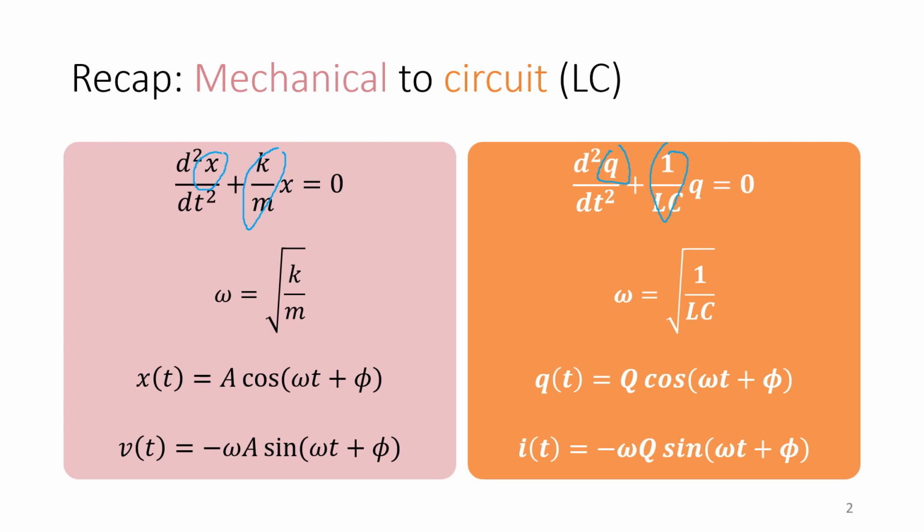Because of this, the solutions themselves share similar forms. So it's x equals A cosine omega t for x, and q equals Q cosine omega t for q. And of course, we usually do away with the phi depending on how your initial conditions look. And then if you take the first derivative of x, you get v, or the movement of the mass. For the LC circuit, you have i of t, which is the movement of the charges with respect to time, or the change of charge with respect to time.